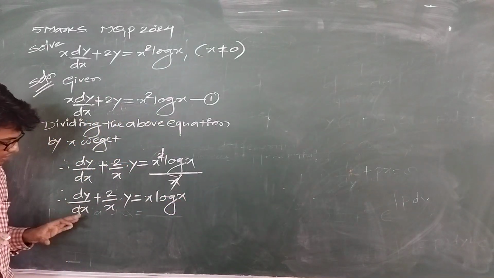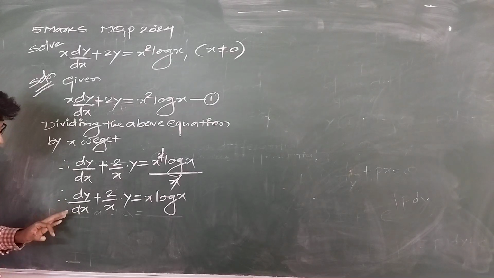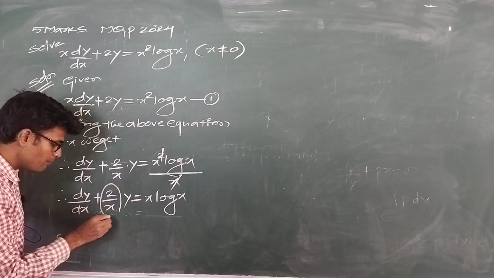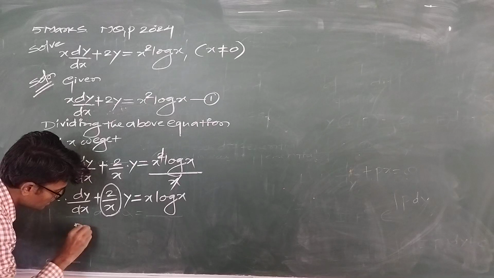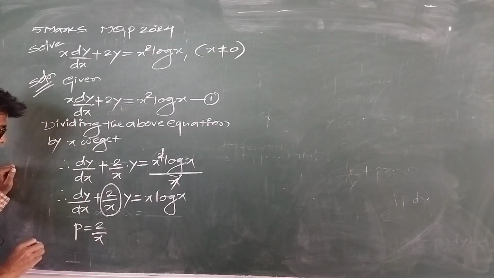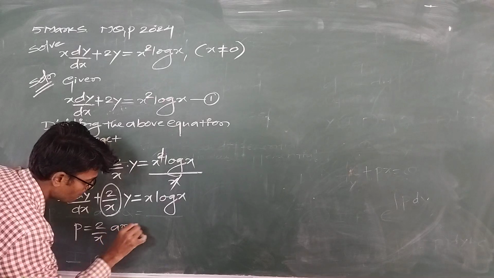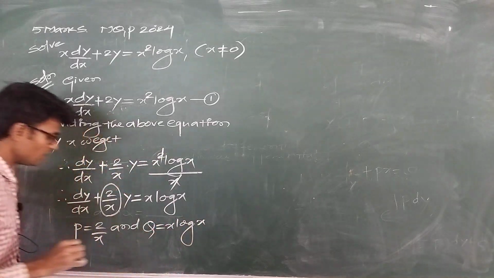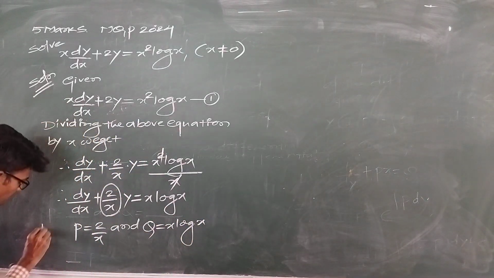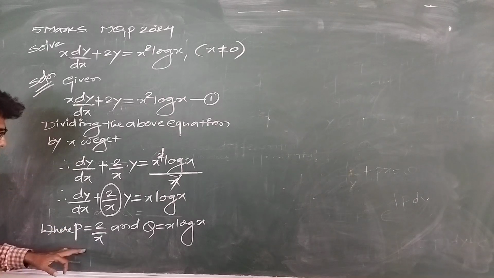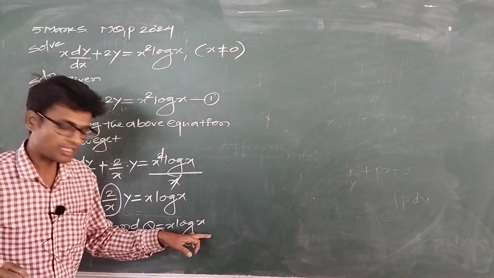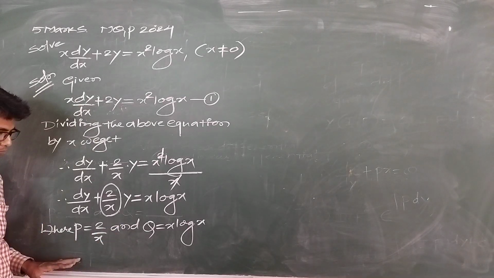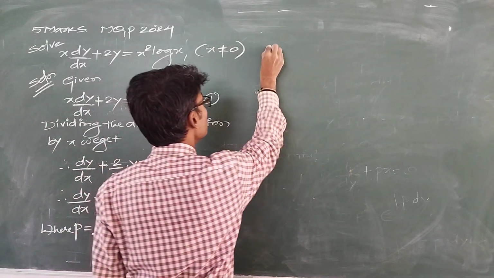Now this equation is in the form of dy by dx plus py is equal to q, where the value of p is 2 by x and q is x log x. So both p and q are functions of x. After writing the values of p and q, you go for the integrating factor.